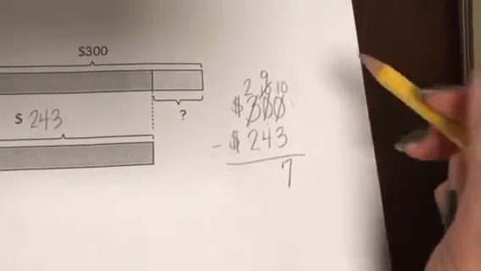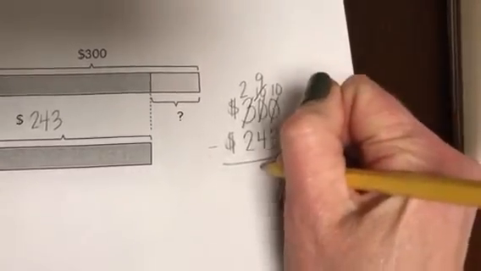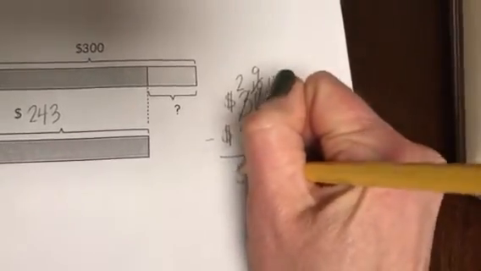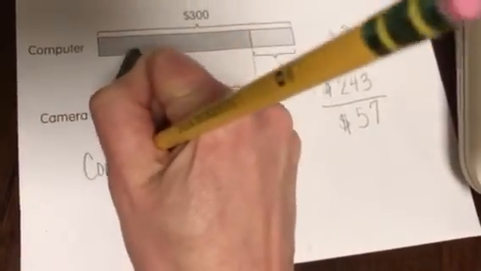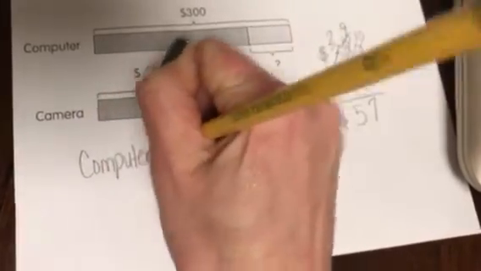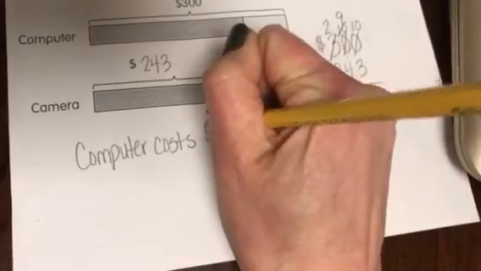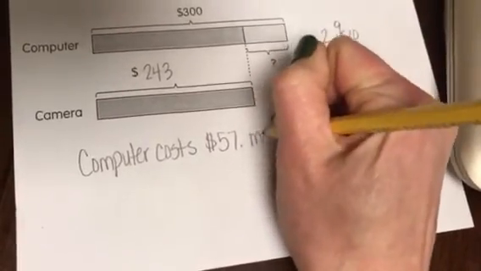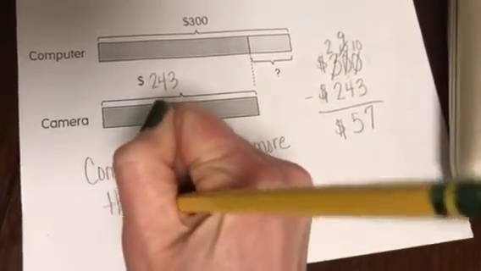Okay, so we know that that's a 7, and then we're going to subtract this, and then we can see that this is 0. So we can see that the computer costs $57 more than the camera.